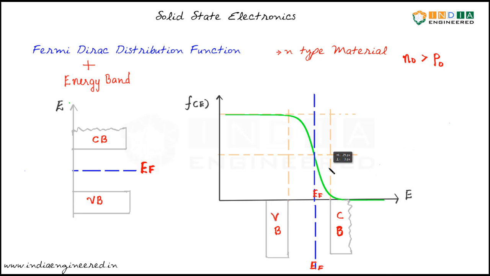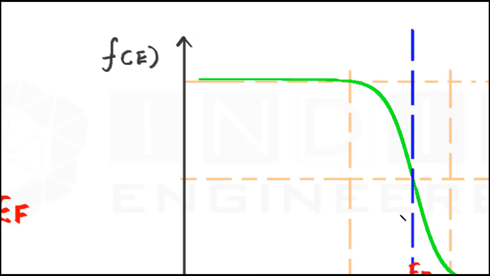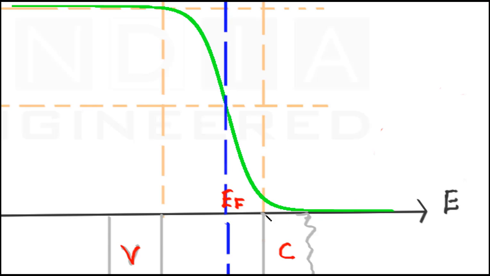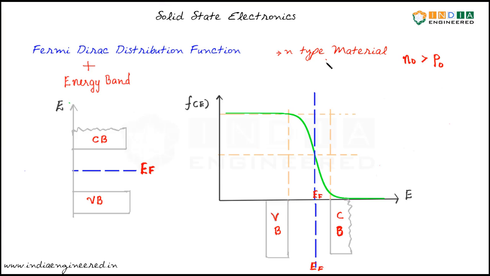So if it moves closer to the conduction band, if we zoom further, let's see here. Now we can see here the probability of finding electrons in the conduction band has really increased and that of the holes has decreased. So we can say that in n-type material, Fermi level lies closer to the conduction band. Now let's take a look at p-type material.